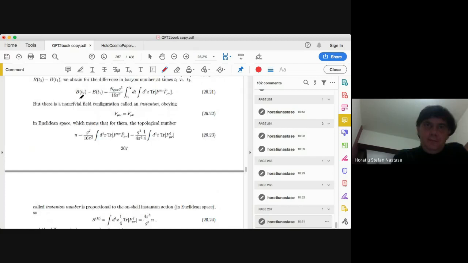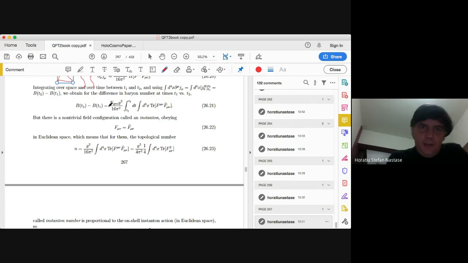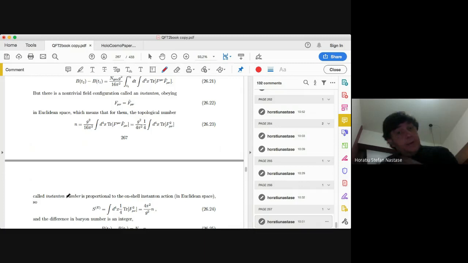So since the baryon number is an integer, you can figure out that this thing has also to be an integer. And the number of generations is also an integer, which can be put to one. The difference of two integers is an integer, so this should be an integer. And this integer is called the instanton number, the number of these field configurations called the instantons.